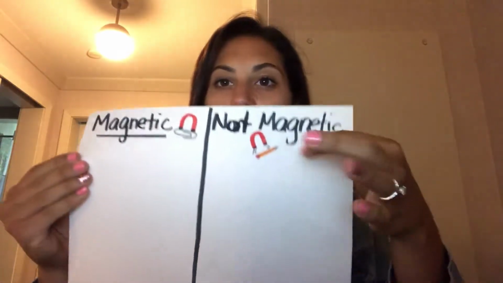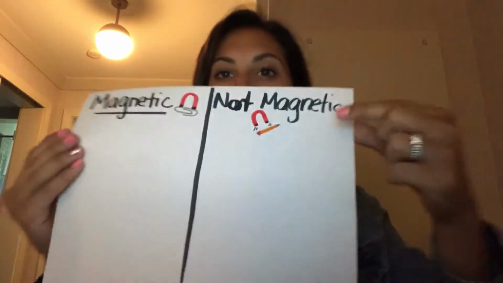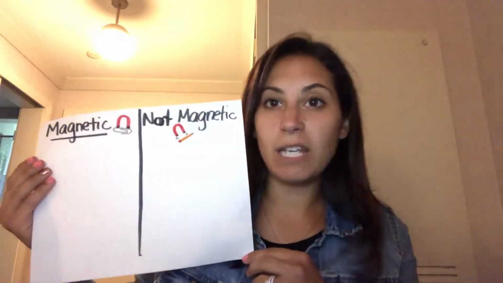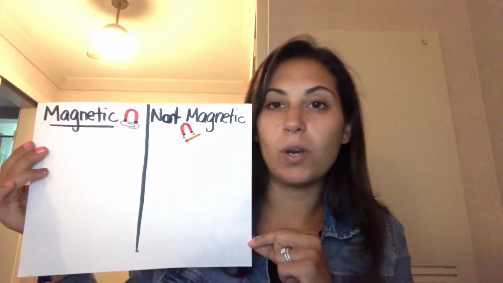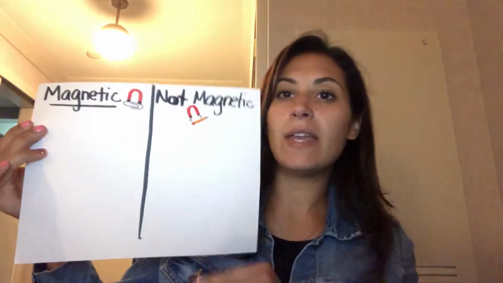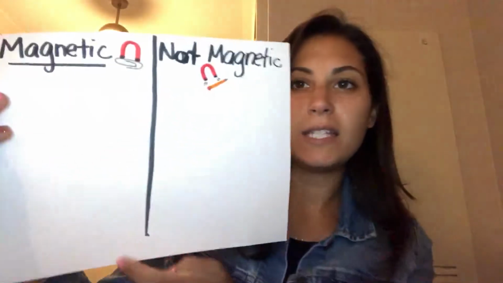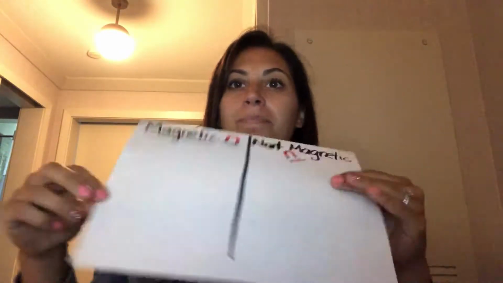And then not magnetic, I have a pencil that is being repelled by the magnet, and then all those objects will be on this side of the chart, which will be displayed for the whole class. And then it will help them while they're working in partners in the next part of my lesson, because they will be able to refer to this if they forget, oh, what does magnetic mean? They can see right there that it's when an object is attracted or sticks to the magnet.